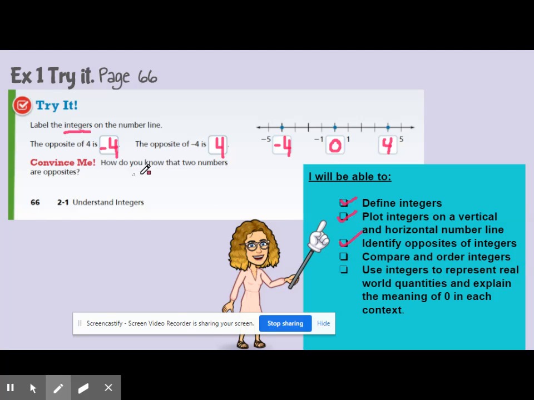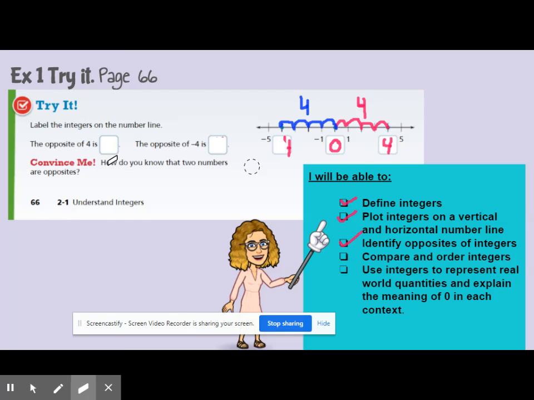And then it says, how do you know that two numbers are opposites? Well, how would you explain that? I would explain it as they both have the same number 4, one's positive and one's negative. You could also say opposites are the same distance from 0 on a number line. 4 is 4 hops away from 0 to the right, and negative 4 is 4 hops away from 0 to the left. They're both 4 spaces from 0. So there's 2 different ways to explain how you know that 2 numbers are opposites.